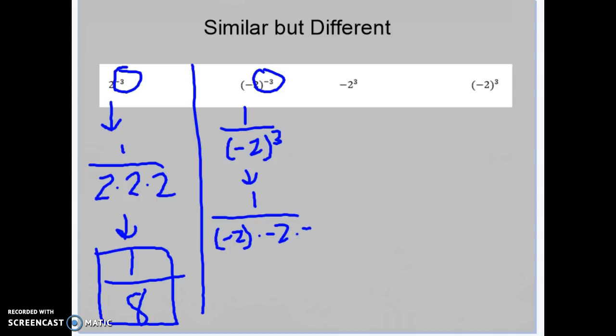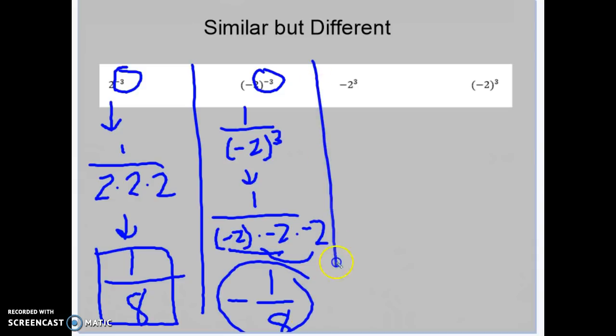Not 3. Negative 2. So I have an exponent of 3. I'm going to see 3 negative 2's. Now, negative times negative is positive, so that gives me positive 4 here. But then positive 4 times negative 2 gives me negative 8. So my answer is negative 1/8.